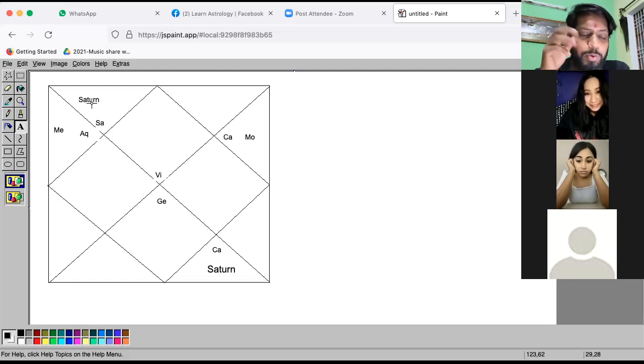Saturn. What is the general color of the tattoo? Black. Black color is the color of which planet? Saturn. Saturn. Wow. Ashley, are you getting it?